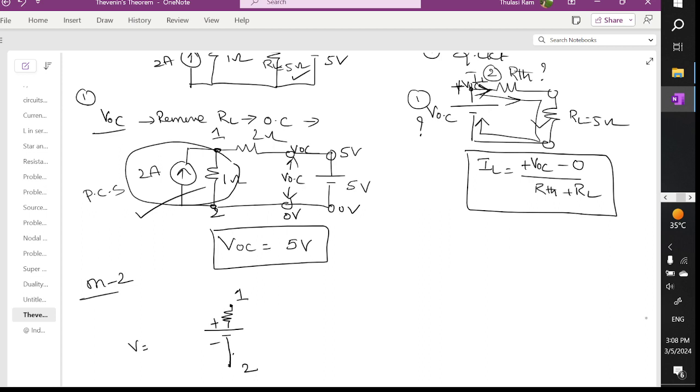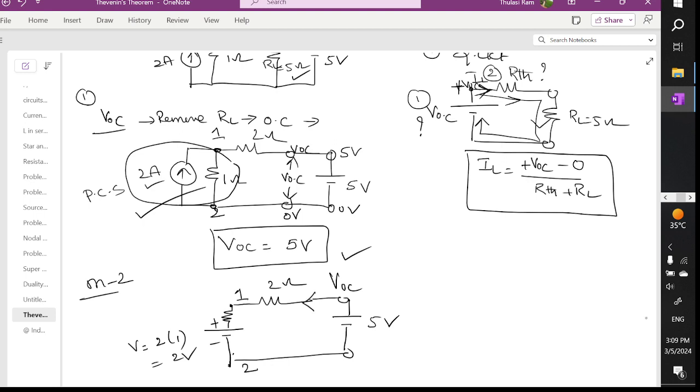V is equal to I into R. I is how much? 2, and the R value is 1. So this will act as a 2 volt source, and you are going to have a 2 ohm resistor, and here we have the source of 5 volts. Now we need to find this VOC at this point. If you're not satisfied with directly saying 5 volts, let's try to verify by some other method.